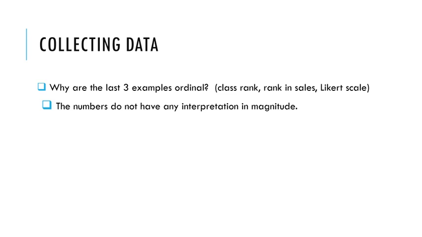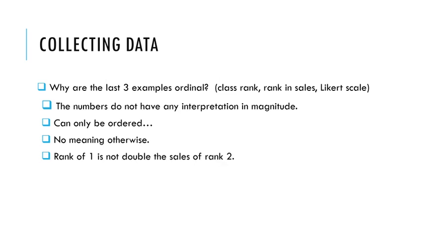What's 1 versus 2? The ordering makes sense to me, but outside of the ordering, I don't know what a 1 is versus a 2. It doesn't really tell me anything. So we can only order this. We can't make any other sense out of it. There's no meaning otherwise to the numbers. For example, if your rank is number 1 in the sales competition, that doesn't necessarily mean you had double the sales of the rank 2 person, or the rank 2 person didn't have necessarily half the sales. I can't infer anything from that other than the person who got the rank of 1 sold more than the person who got the rank of 2.